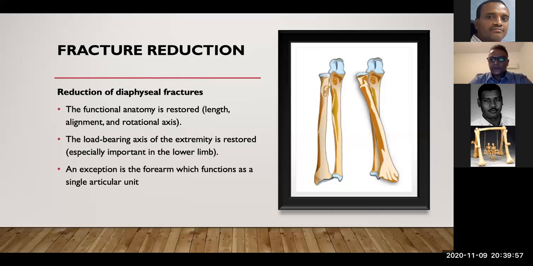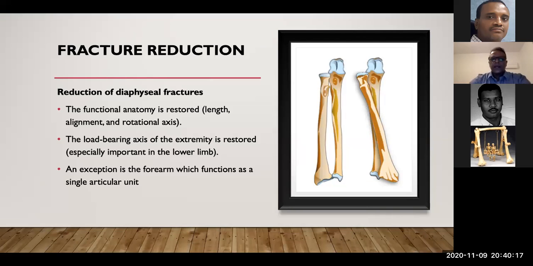However, as we mentioned earlier, there's an exception for long bone fracture in the forearm, where we need anatomical reduction in these bones, because there is pronation and supination movement, and this makes it like an intra-articular fracture.